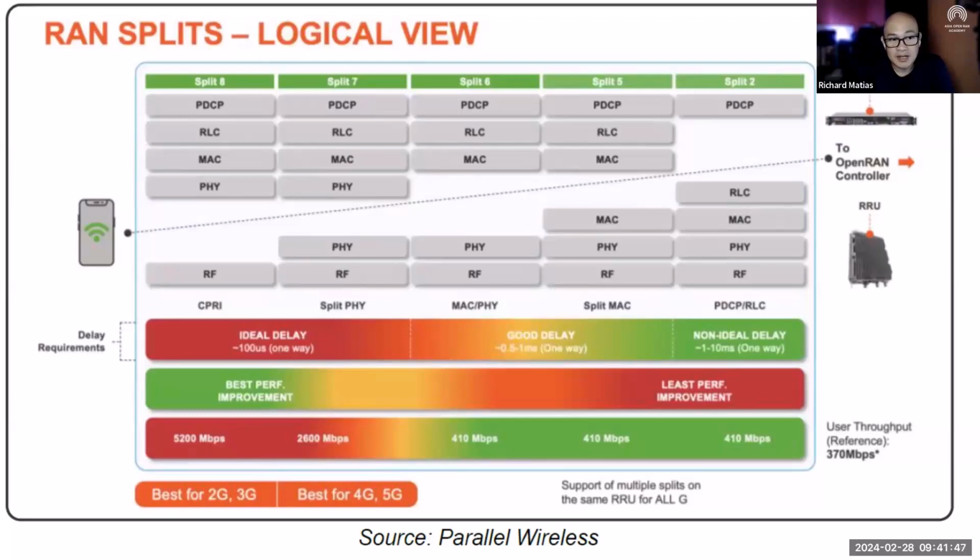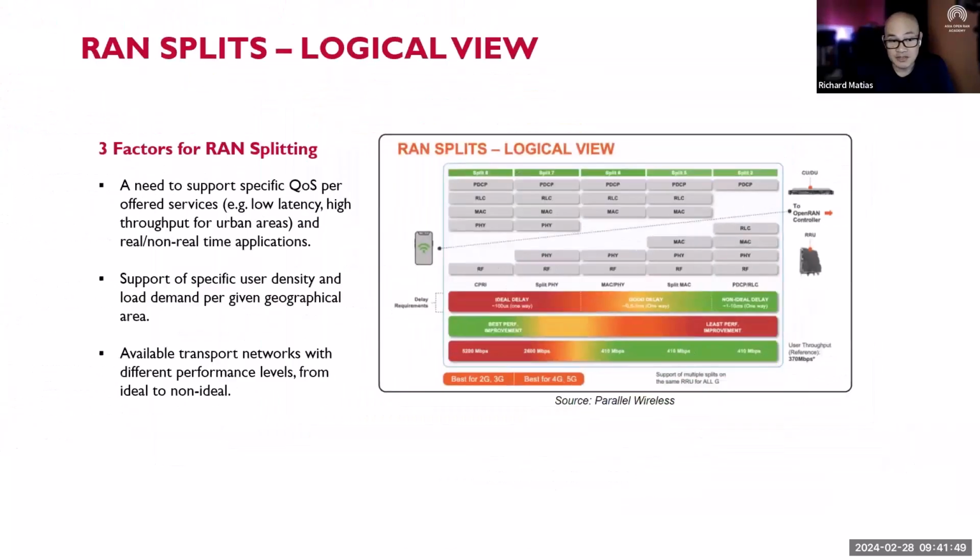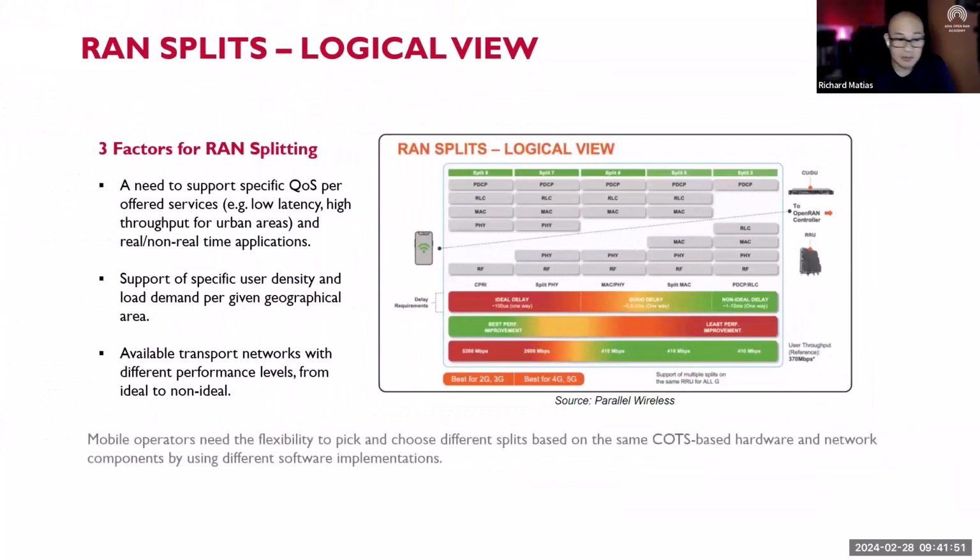So this is the summary of the RAN split or the logical view of the RAN split. Okay, so the mobile operators need the flexibility to pick and choose different splits based on the same COTS-based hardware, okay, and network components by using different software implementations. Okay, so this is where the Open RAN will come in.